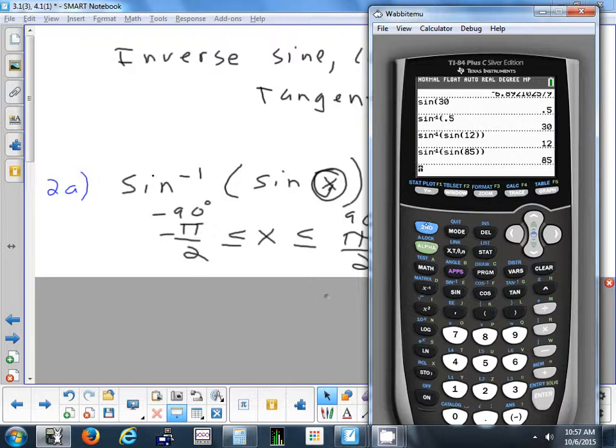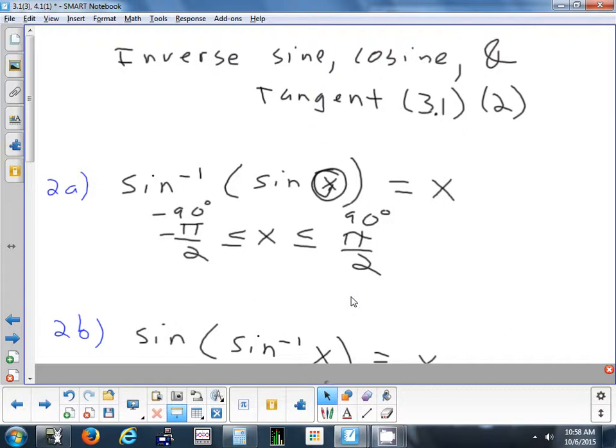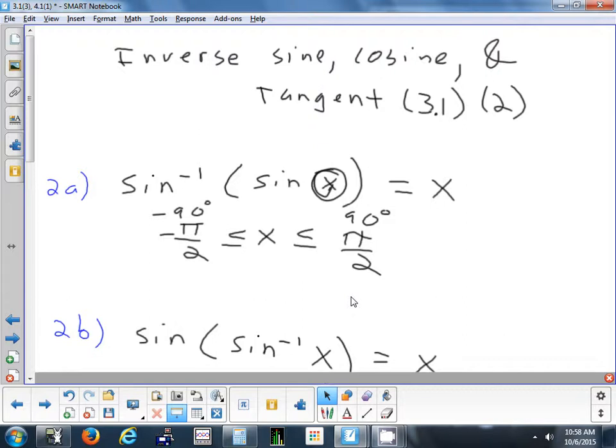Let's try a number that's not. Let's try like 120. Am I going to get 120 back? No. I get a different answer back. So this formula only works if that number is between negative 90 and positive 90.